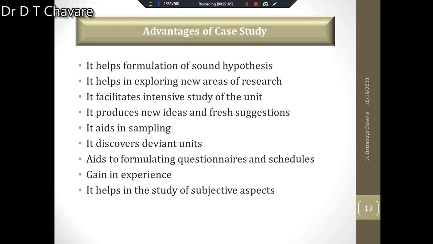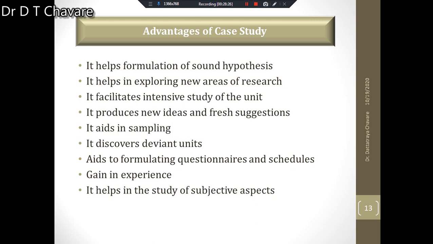Okay. Then the next advantage we have to study here. What is it? It discovers deviant units. The cases which do not fit in the general pattern and assumptions are called deviant. Normally these deviant cases or exceptional cases are not accorded great importance because they are marginal and do not match with the normal ones. The nature and problems of such deviant units are brought to the limelight by the case study method. That's why this is the advantage.